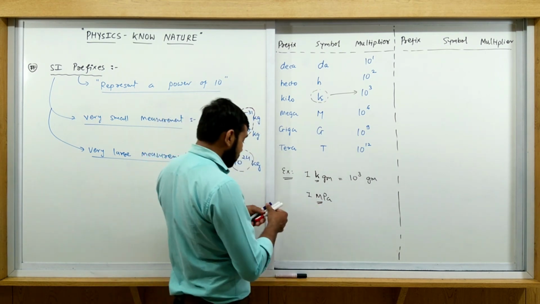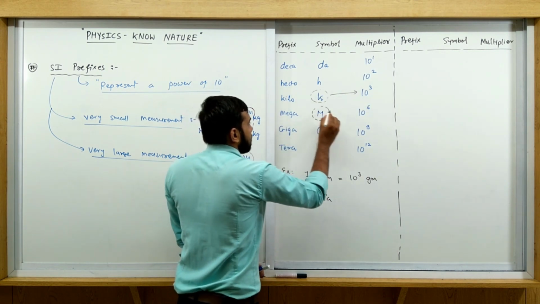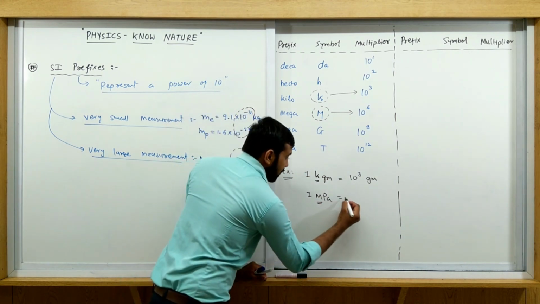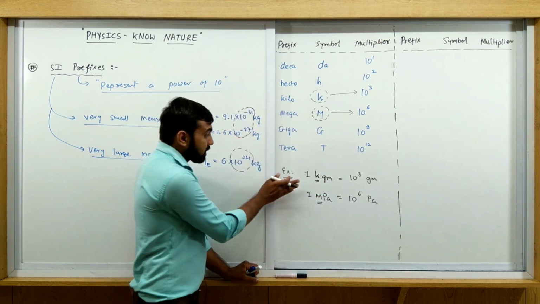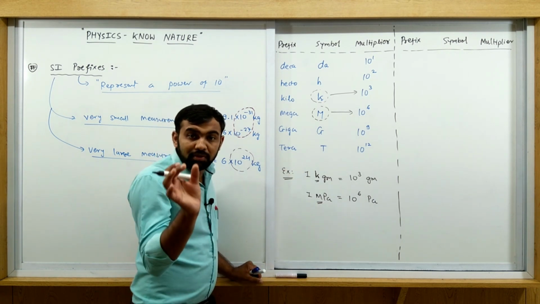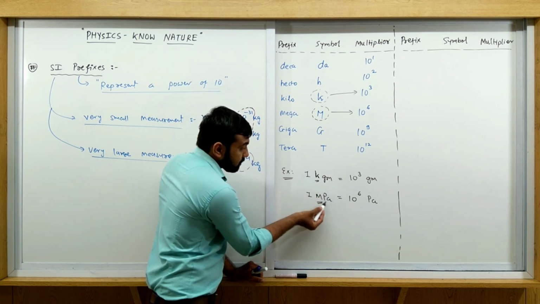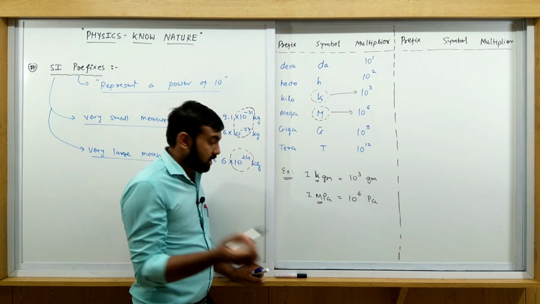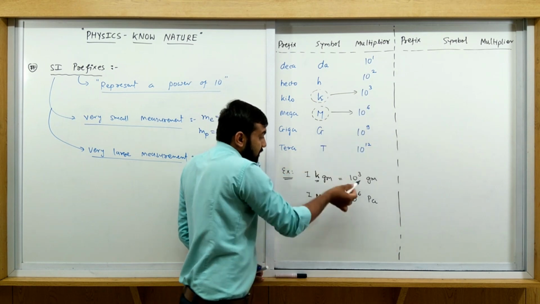And if you consider this m, where is the m? So m is this one, and it represents 10 raised to 6. So this mega is replaced by 10 raised to 6 Pascal. This is quite an easy way to understand how these prefixes are used. These prefixes are used with SI units. See, this is the SI unit. So with this type of unit, if this prefix is used, then we replace it.